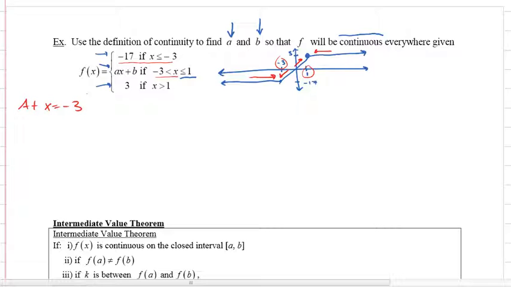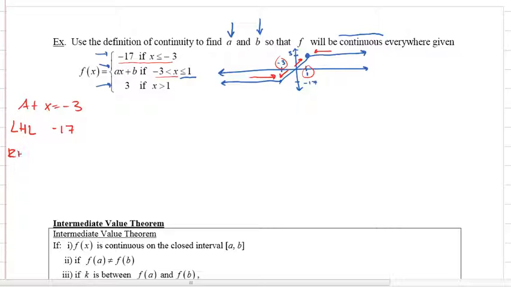And if you remember from the last example, if we can find the left hand limit and the right hand limit, we equalize them and we solve for the variables. So here is the left-hand limit. The left-hand limit is simply just negative 17. Okay? There is no x to plug in. So we just say the limit of a constant is negative 17.